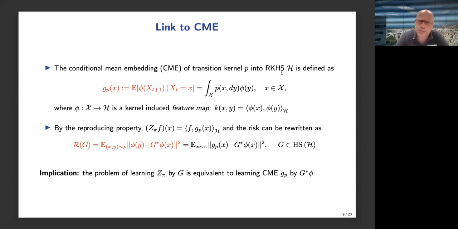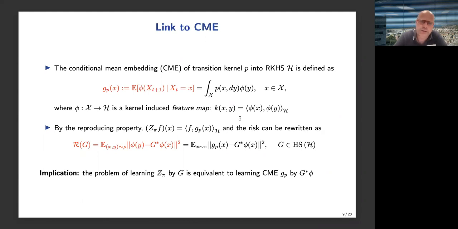So we have our reproducing kernel Hilbert space. A little p is our transition kernel, which is essentially a conditional probability that tells us the probability of the value tomorrow, given the value today. So x is the value today. And this conditional mean embedding is the expectation of the feature mapping tomorrow, given the value today. The feature mapping is a function from the state space to the Hilbert space, which defines the kernel.